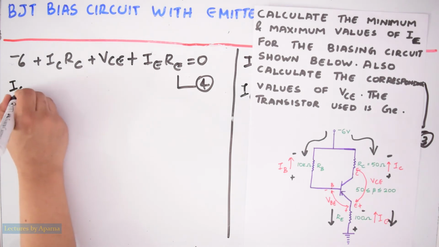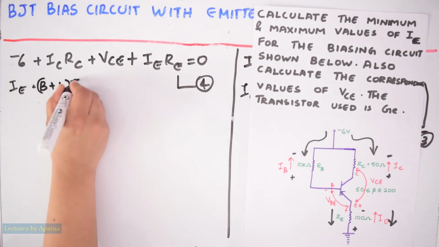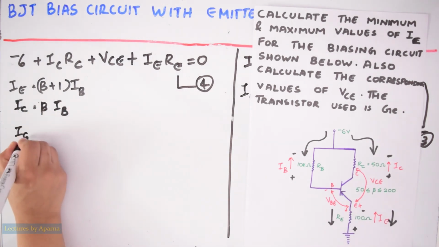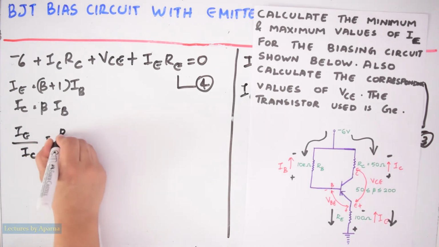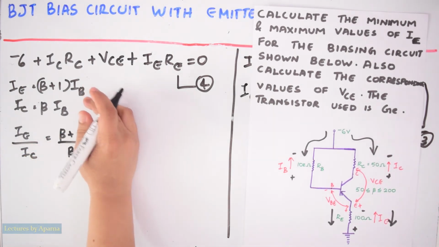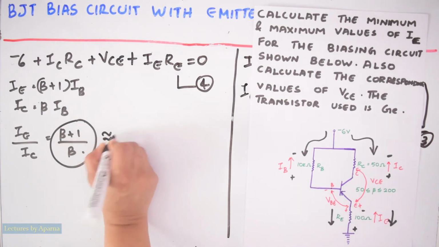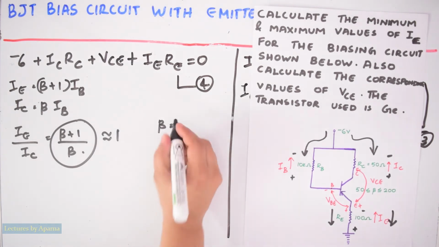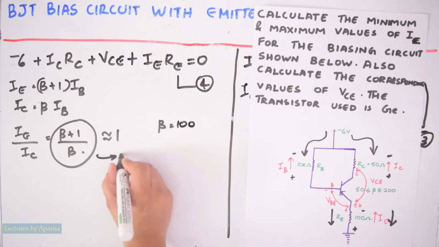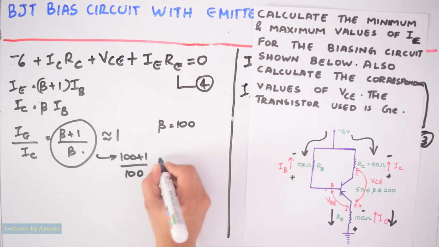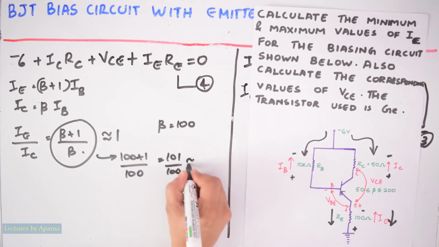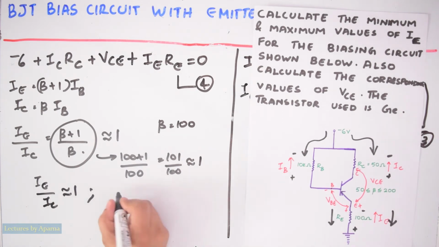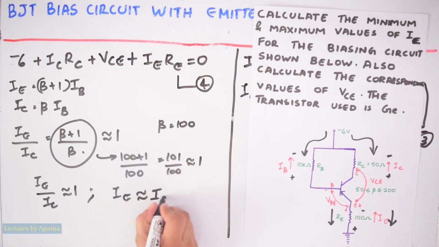We know IE is equal to beta plus 1 IB and IC is equal to beta IB. So when IE by IC is done, we get beta plus 1 by beta. This term is almost equal to 1, because when beta is a high value, suppose I am taking beta equal to 100, this value will be 100 plus 1 divided by 100. It will be 101 by 100, which is almost equal to 1. So IE by IC is almost equal to 1, or we can write IE is almost equal to IC.